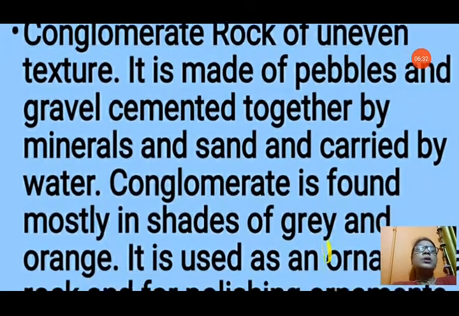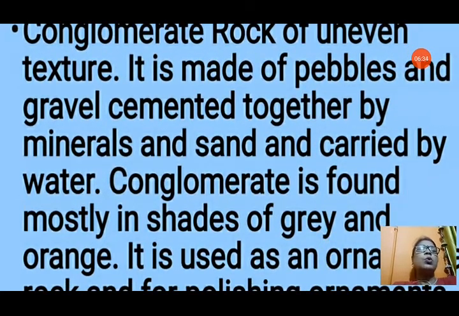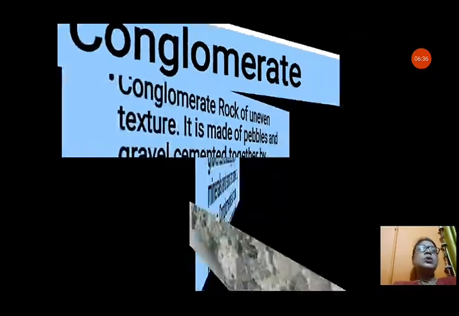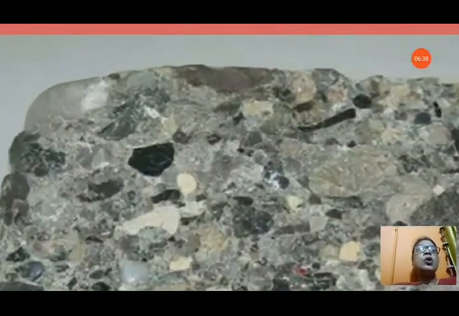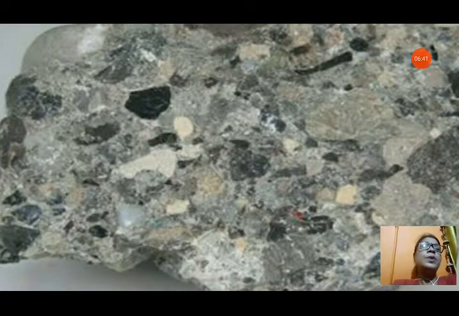You can see conglomerate has an uneven texture. Big and small particles are mixed in this. You can see the picture, then you will understand. This is conglomerate. You can see how the big and small pebbles and other particles and gravels are combined in this rock.